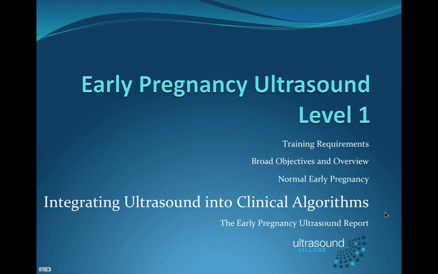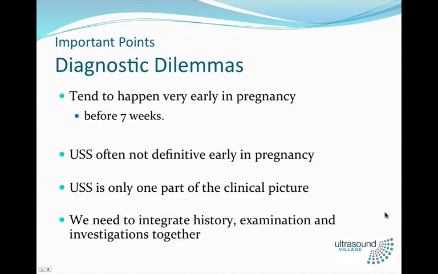Now, how do we integrate that into our clinical algorithms? Diagnostic dilemmas tend to happen early in pregnancy, before 7 weeks. Why is that? Well, because after 7 weeks, ultrasound is easy. If someone's more than 7 weeks pregnant, you either see something and there's a normal pregnancy, or it's obviously abnormal. It's between 4 weeks and 7 or 8 weeks that things can get difficult. And that's because ultrasound isn't so definitive in early pregnancy.